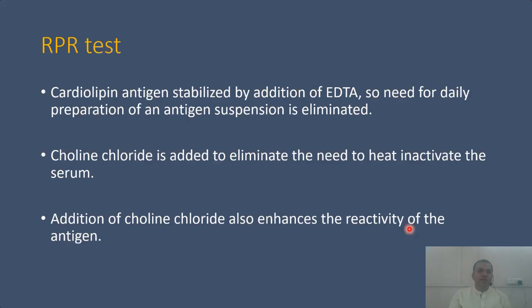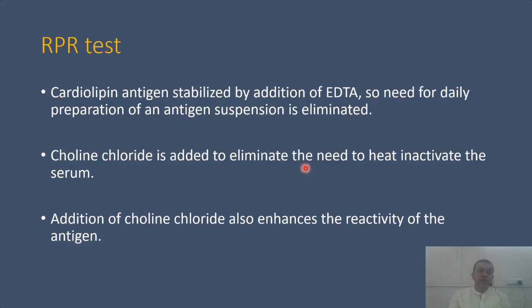Now we are moving on to the RPR. In RPR, cardiolipin antigen is also used, but the antigen has been stabilized by the addition of EDTA reagent. In VDRL, we have to prepare the antigen daily and use it. But here daily preparation of the antigen is not necessary, because the antigen has been stabilized with EDTA. And one more thing, choline chloride has been added to the antigen.